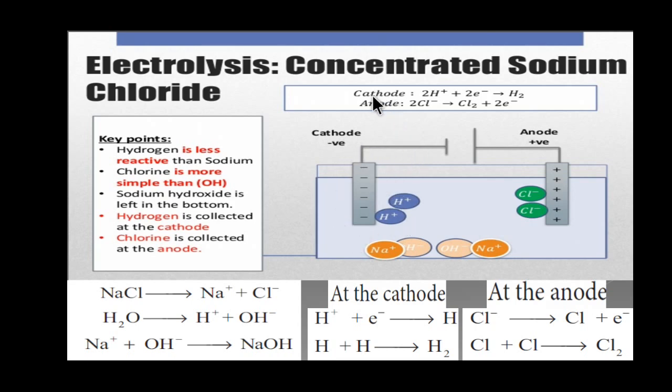So what is the reaction possible at the cathode? Hydrogen gains 2 electrons to form H2. At the anode compartment, the Cl minus ion loses 2 electrons to form Cl2. And the overall reaction: NaCl ionizes to Na plus and Cl minus, water ionizes to H plus and OH minus. Na plus and OH minus react to form sodium hydroxide. H2 is liberated at the cathode and Cl2 at the anode, in their respective compartments. So this process is called the electrolysis process.